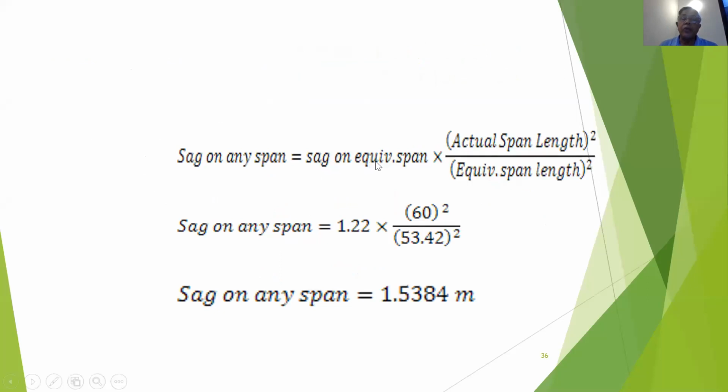So you calculate the sag on equivalent span for a certain condition, and then the actual span length and equivalent span length squared. So that is how you ultimately get the sag on any span.